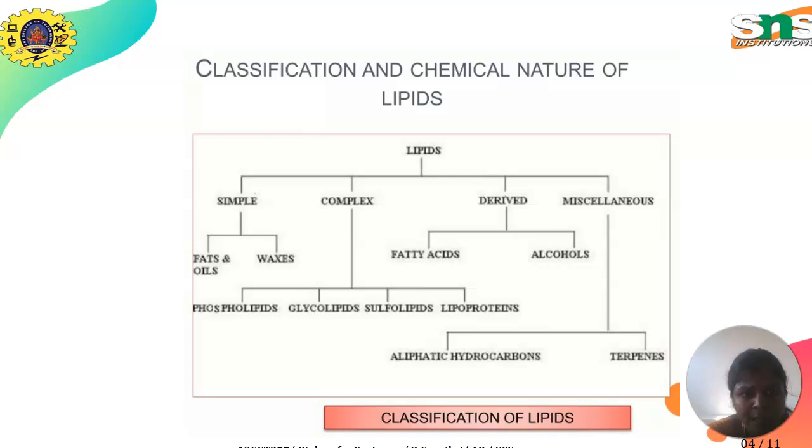Simple: fats and oils, wax. Complex: phospholipids, glycolipids, sulfolipids and lipoproteins. Derived: fatty acids and alcohols. Miscellaneous: aliphatic hydrocarbons and terpenes.